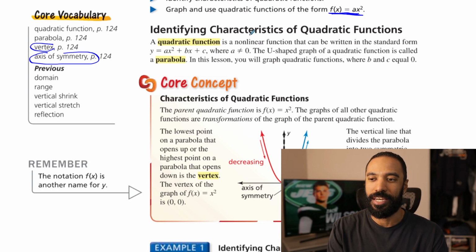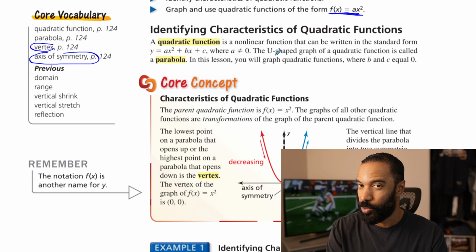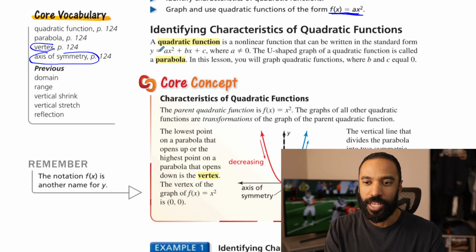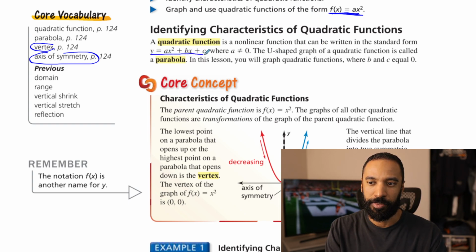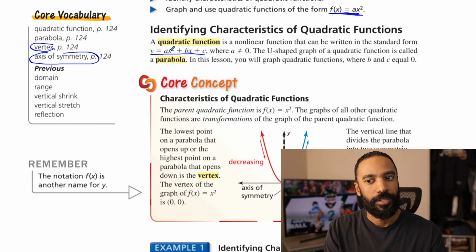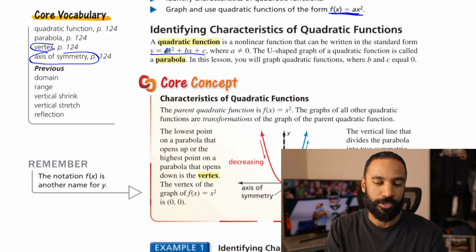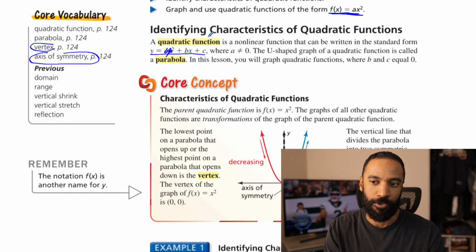A quadratic function is a non-linear function, that means it's not straight, can be written in the standard form y equals ax squared plus bx plus c, where a cannot equal 0. Listen, imagine if a equaled 0, 0 times x squared would be like that, and then it would become linear.